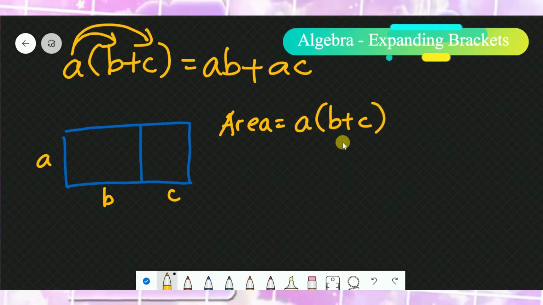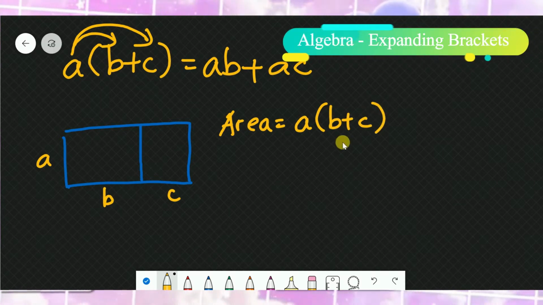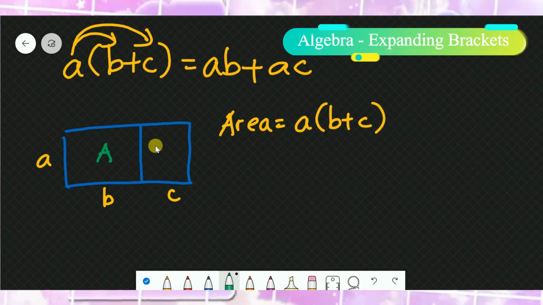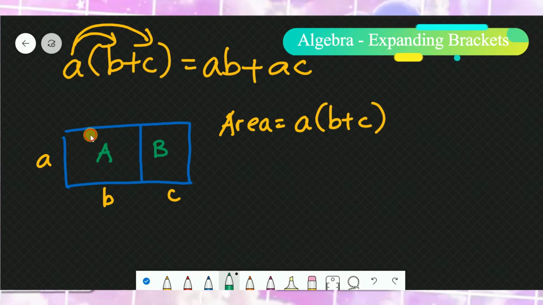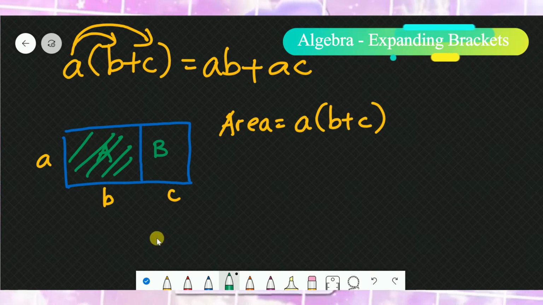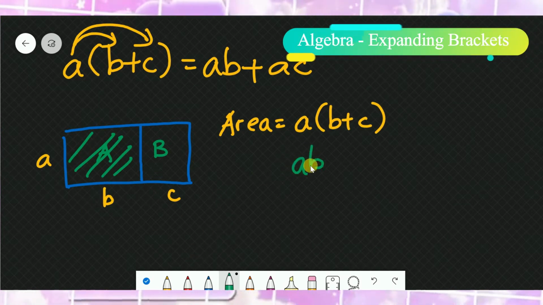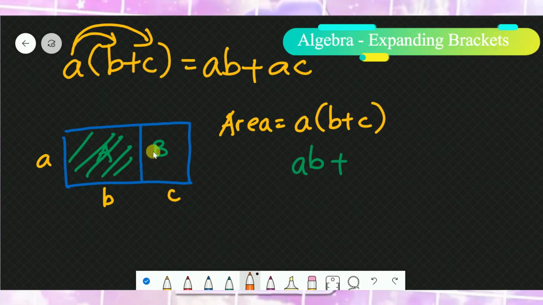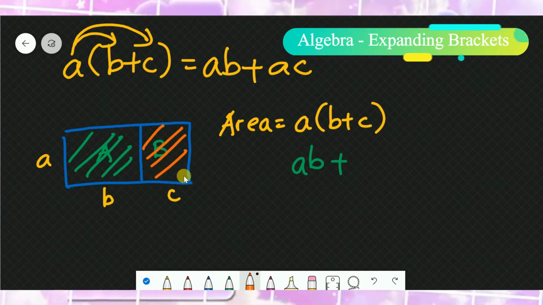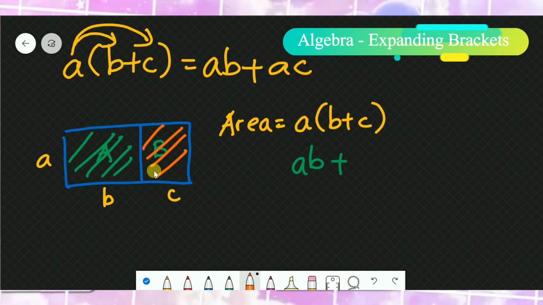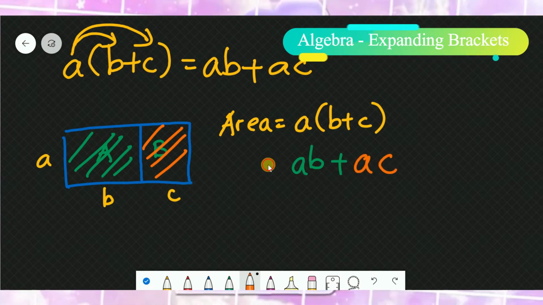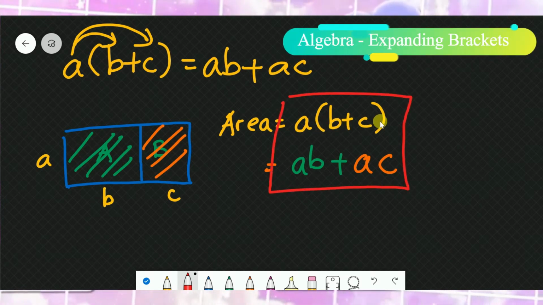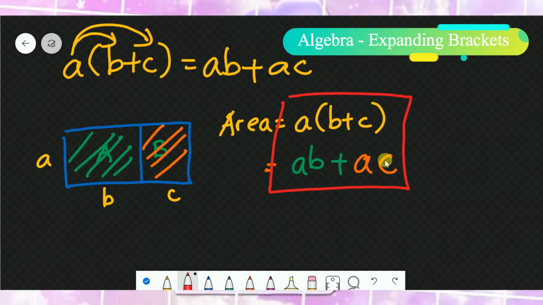Is this the only way to find the area of the rectangle? It's not. We have a second way, which is we can add the area A and the area B together. To find this area A, we can take length times width again, which is AB. Then we need to add it up, so it's plus. Now area of B, we can find it also by using length times width, so C times A will give AC. Wow, interestingly, do you notice that A bracket B plus C is actually equal to AB plus AC, which is the same as what your school teacher taught you.